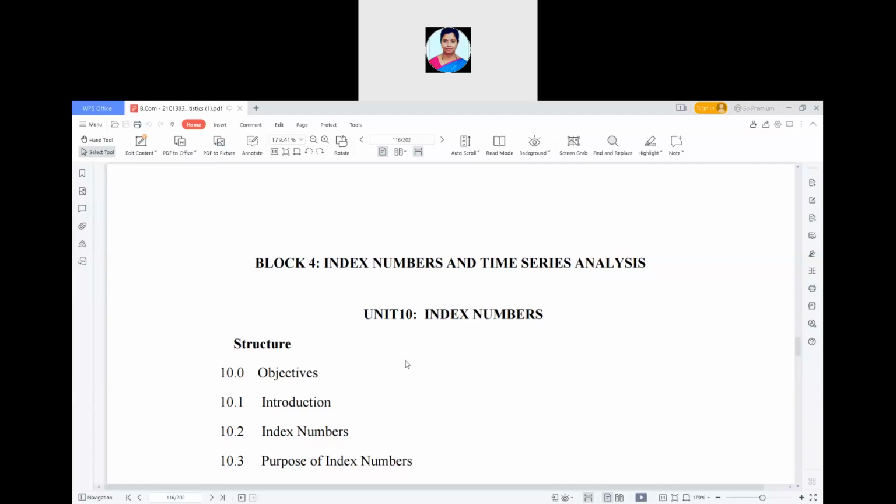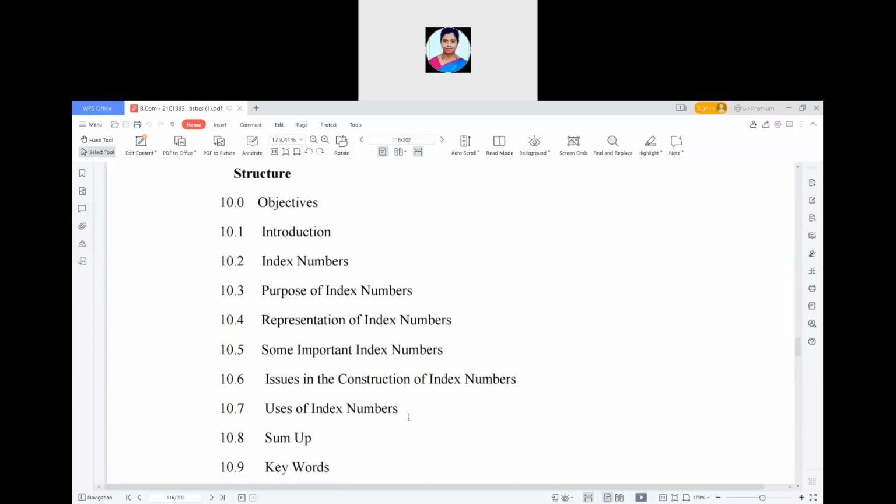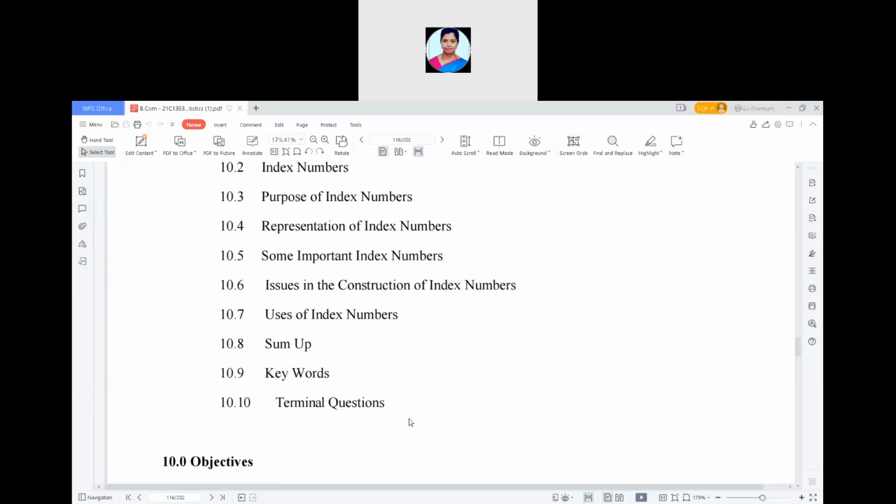Under this, we will see the introduction, index numbers, the purpose of index numbers, how we are going to represent the index numbers, some important index numbers, issues in the construction of index numbers, what are the uses of index numbers, and sum up the story. We will also see the keywords and the terminal questions. So these are the things we are going to see. Now let us move on to the objectives.